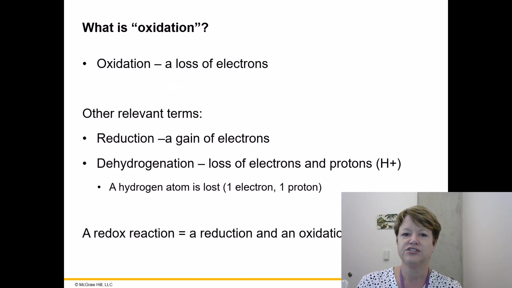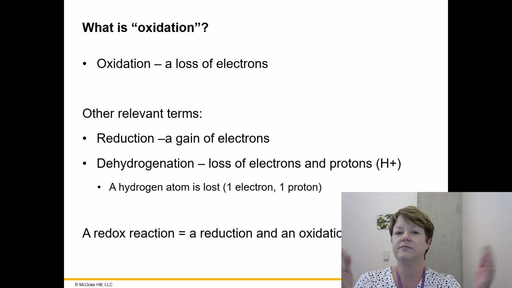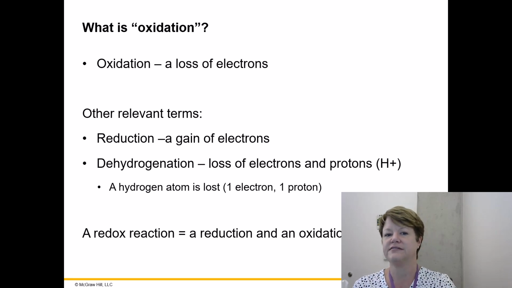A few definitions. Oxidation is a general term in chemistry that refers to a loss of electrons. When covalent bonds are broken, there can be a loss of electrons. So oxidation is going to involve a loss of electrons, and it's going to involve the breaking down of something. And the opposite concept: when something loses electrons, something else gains them.